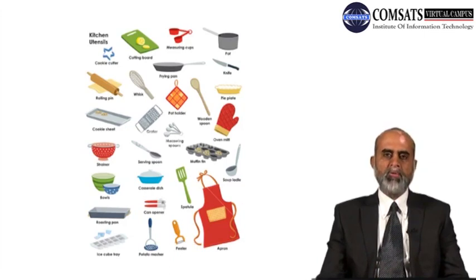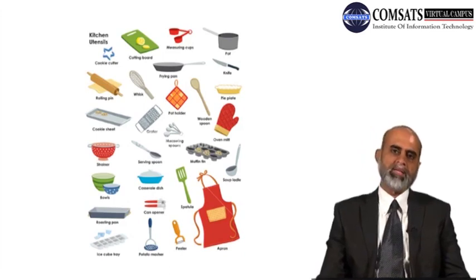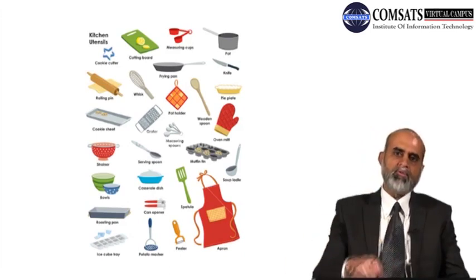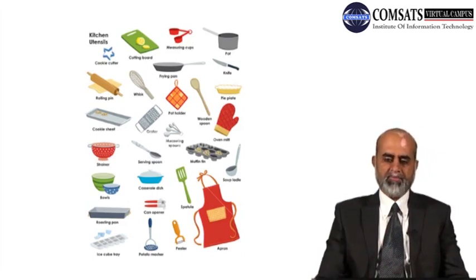Then you have the cutting board, which is used to cut vegetables and lots of other things. Then you have measuring cups. If you don't have measuring cups, we normally use the teaspoon, tablespoon, etc. Then we have a pot. There are lots of pots. Sometimes they are also called saucepans, especially if they have a lid over them. Okay, this one is a pot.